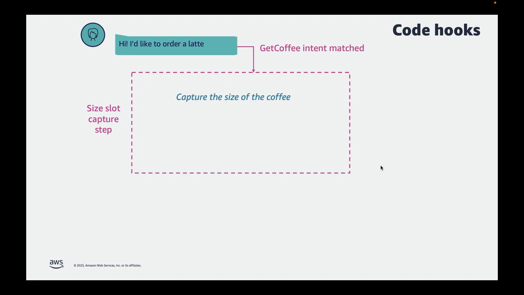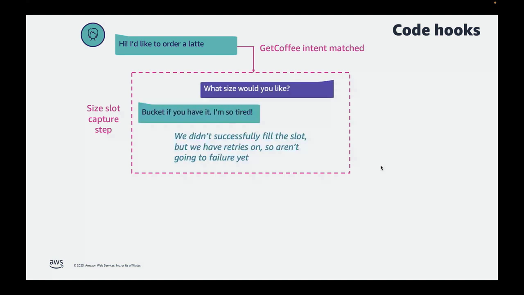So let's look at a simple example to try to understand the difference of all those slot types, because I know they're a little bit confusing to work out. Why do we have different types of dialog code hook? So here we're going to have a customer trying to order a latte, and we're going to match our get coffee intent. And we really want to capture the size, but the customer really needs a coffee, and they're going to give us a response that we do not have in our list of values.